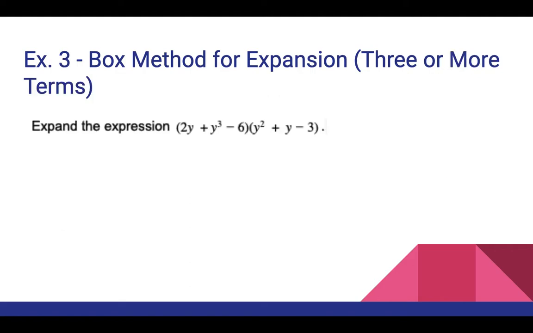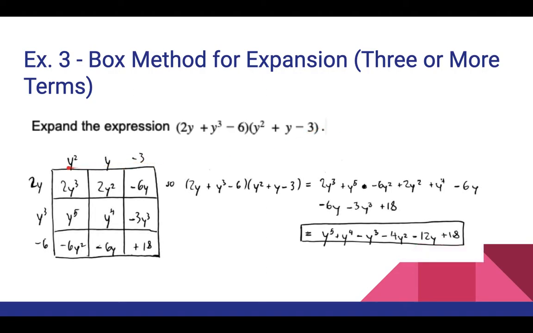Let's look at a more complicated example. The technique and logic are still the same, but let's look at an example where we have 3 terms in each expression. So in this case, y squared, y, and minus 3 are going to occupy these 3 spaces right here. 2y, y cubed, and minus 6 are going to occupy these 3 vertical spaces right here.